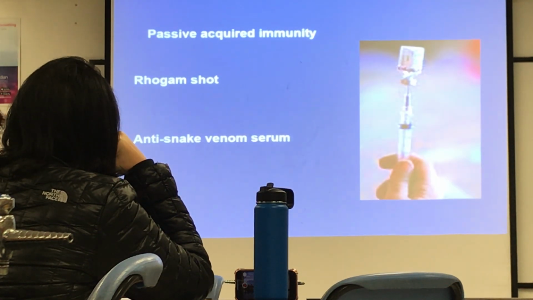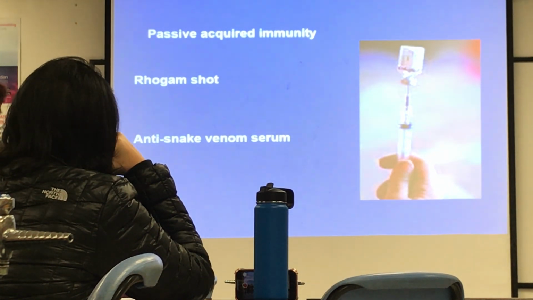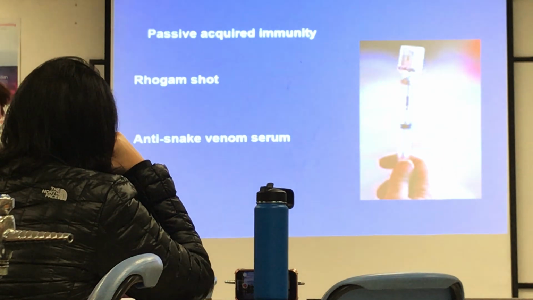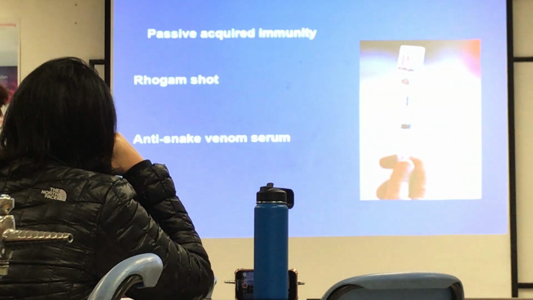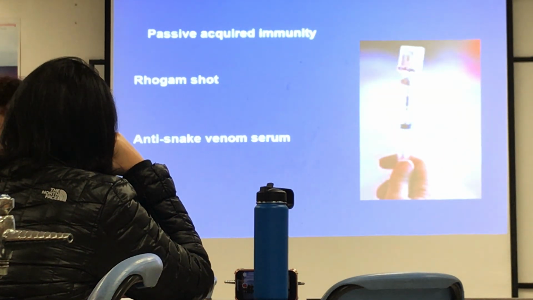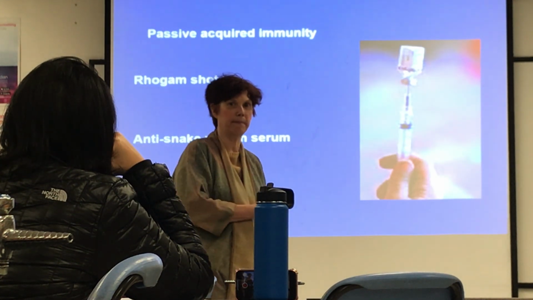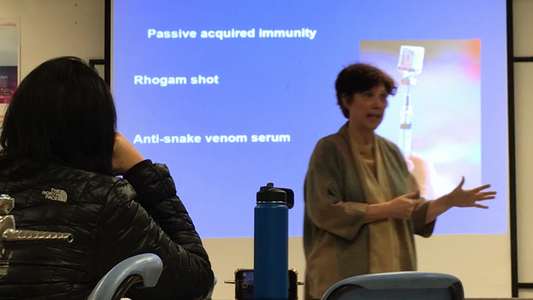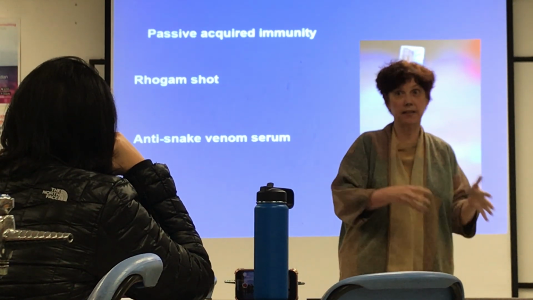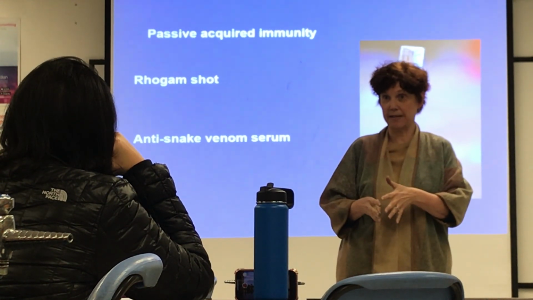Passive acquired. So the RhoGAM shot, what was in the RhoGAM shot? Antigen or antibodies? Anybody remember? That was the erythroblastosis fetalis. Is the RhoGAM shot being given to the baby or to the mom? To the mom. And it's actually to prevent her primary immune response.